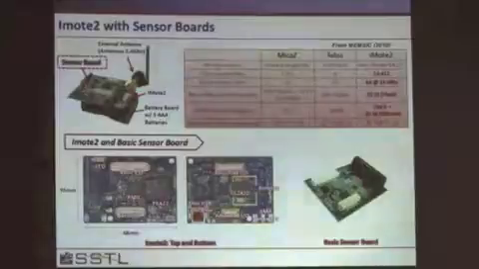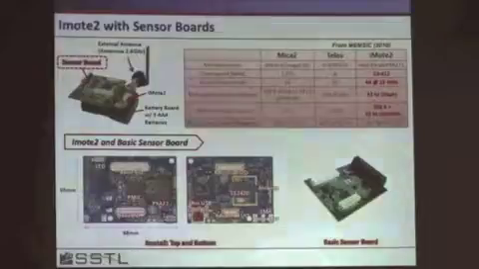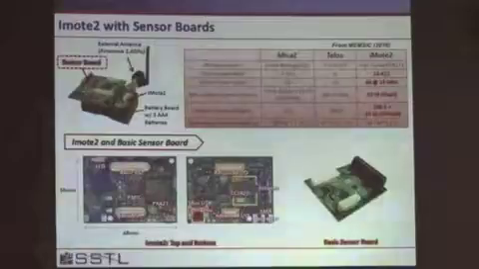It had a triaxial accelerometer on it, and it had temperature, humidity, and light. So we were really, really excited about this. We thought that this was the answer to all of our prayers, that we could just take this sensor, take this wireless node, and that we'd be off and running. But it wasn't that simple.